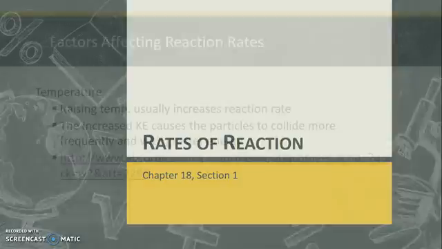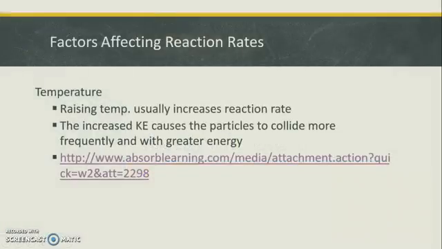So the first thing that we're going to talk about is temperature. Temperature is one of the most common things that can change how fast a reaction takes place. Usually raising the temperature will increase the speed. As you know, temperature is a measure of kinetic energy or speed. So if you increase temperature, you increase the speed that the particles are moving, and that makes them hit each other more often and with greater energy.